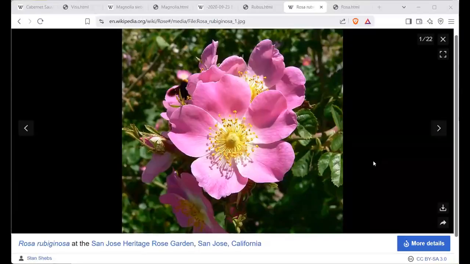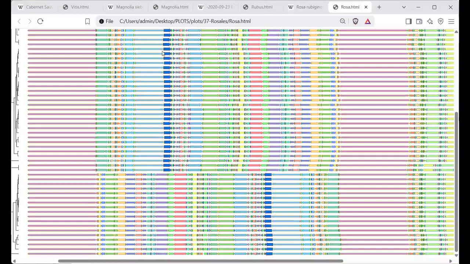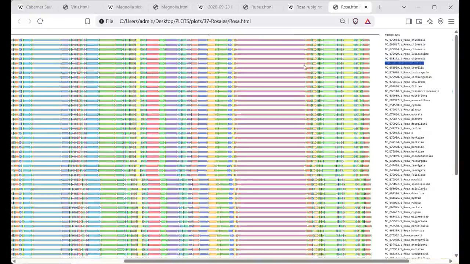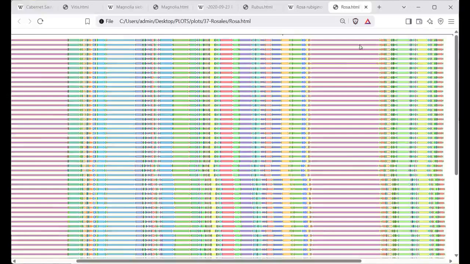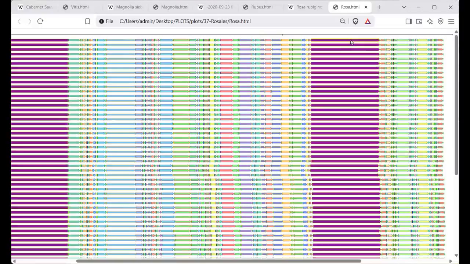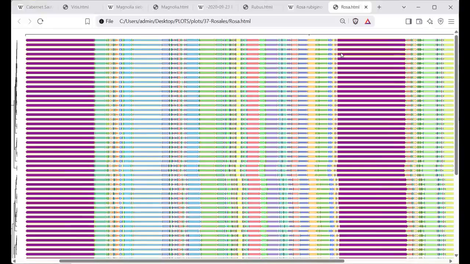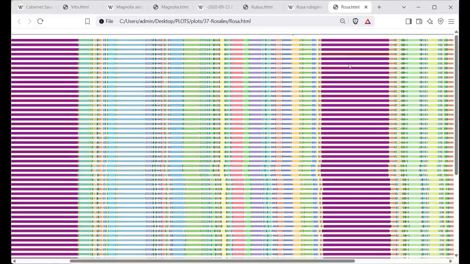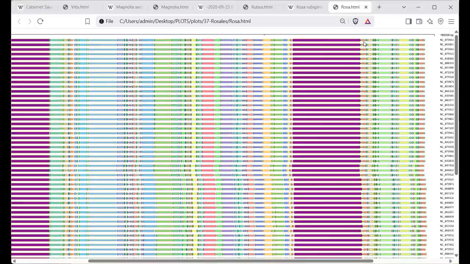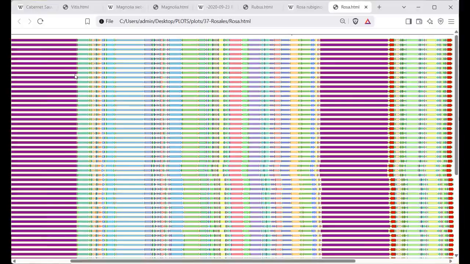Next, I'll show you the genus Rosa, which includes all roses. Here is the PGR-TK plot, and let's start with the top. You can see that it follows the same pattern with all these names of the roses on the side, and here you have the inverted repeat. I'll highlight here, and you'll see that it also picks the region on the other side. This portion also is part of the inverted repeat, but in between you have the short single copy region, and here you have the long single copy region.